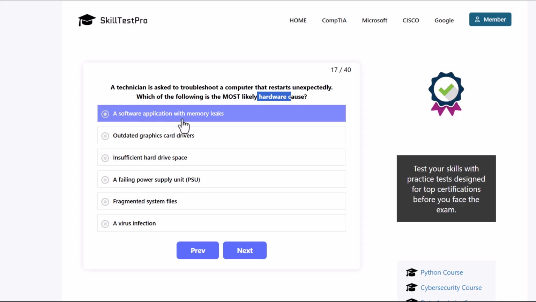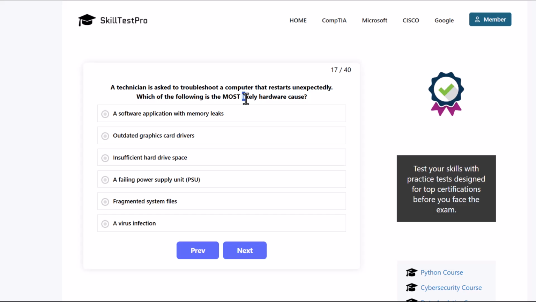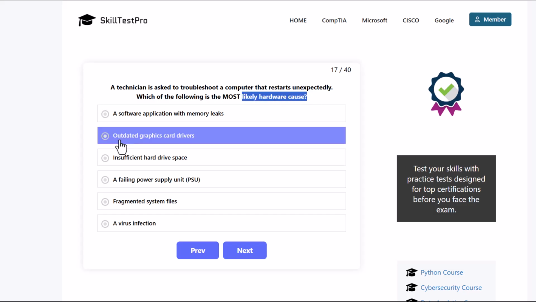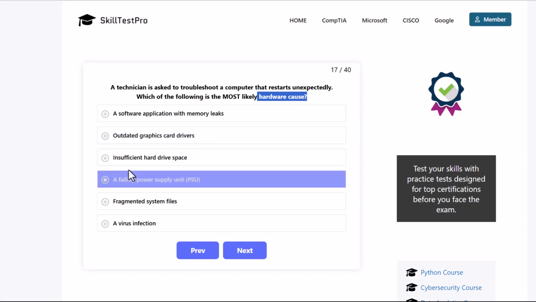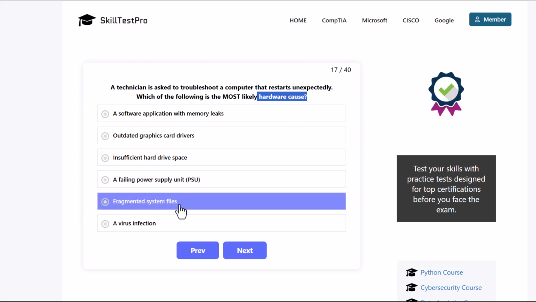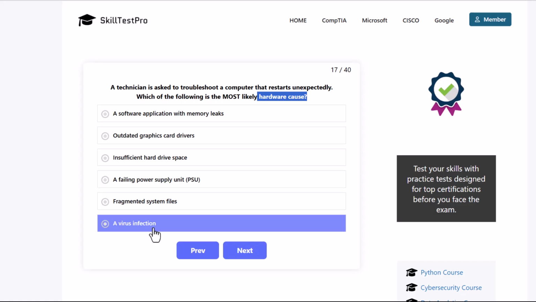As this is specifically asking about a hardware cause: a software application with memory leaks. Here you can see straight away that this answer is not and will never be correct, because it is talking about a software application. This is not talking about hardware, where the question asked for the likely hardware cause. Outdated graphics card drivers. When we are talking about drivers, that is also not hardware. Insufficient hard drive space, a failing power supply unit, PSU, fragmented system files, or virus infection.